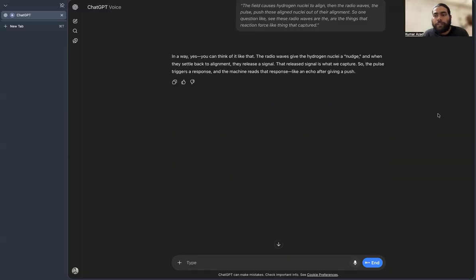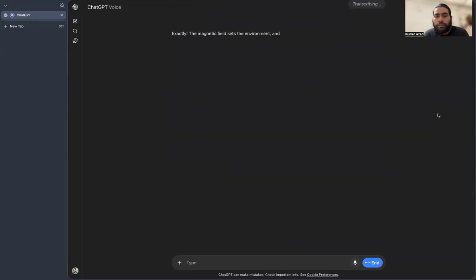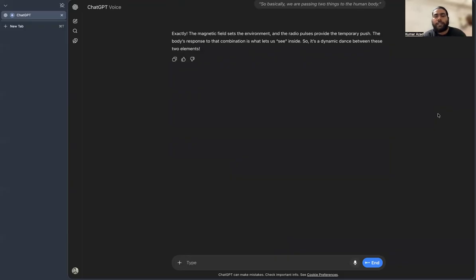So basically, we are passing two things to the human body. Exactly. The magnetic field sets the environment, and the radio pulses provide the temporary push. The body's response to that combination is what lets us see inside. So it's a dynamic dance between these two elements. But how is that dynamic dance being observed? Basically, the magnetic field is passed, and then the water molecules act like a magnet. Inside that, a radio pulse is again passed. Can you explain this a bit more clearly?